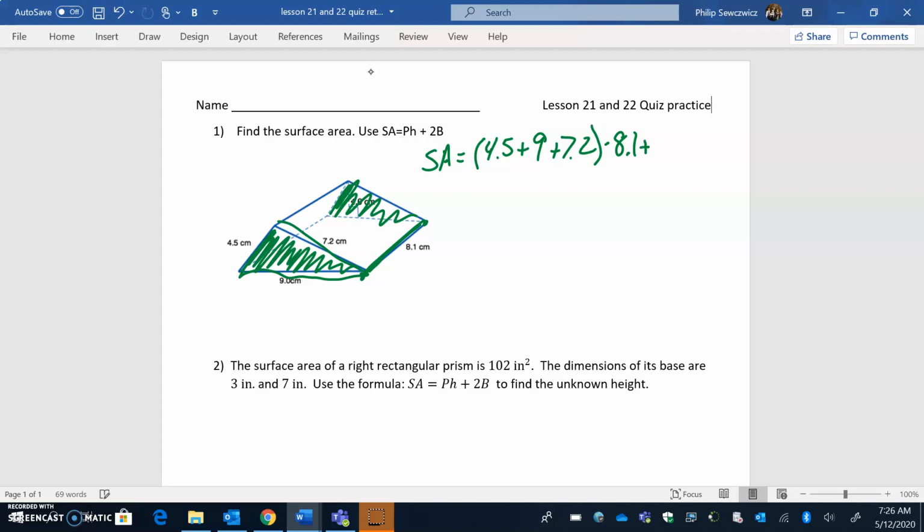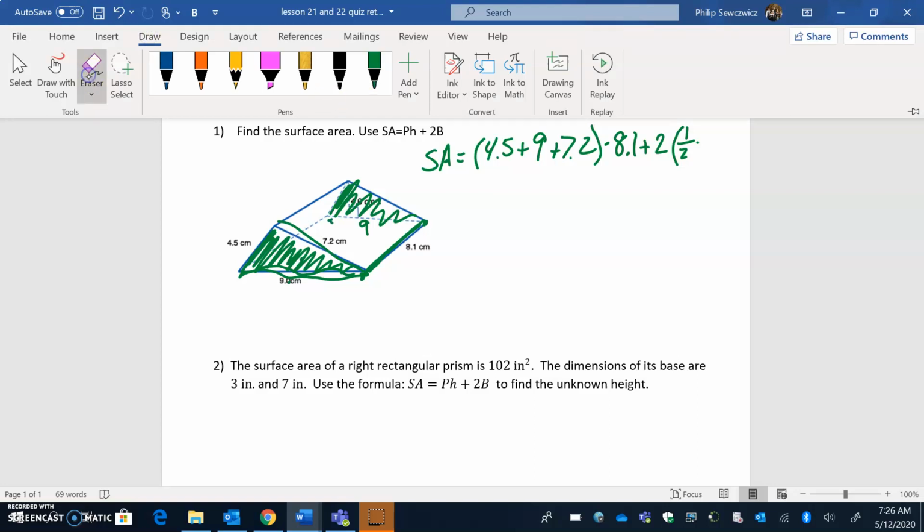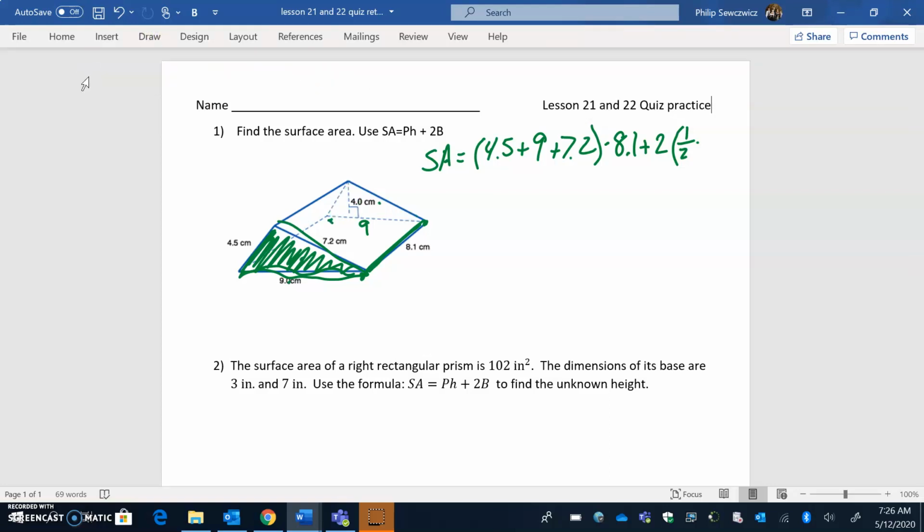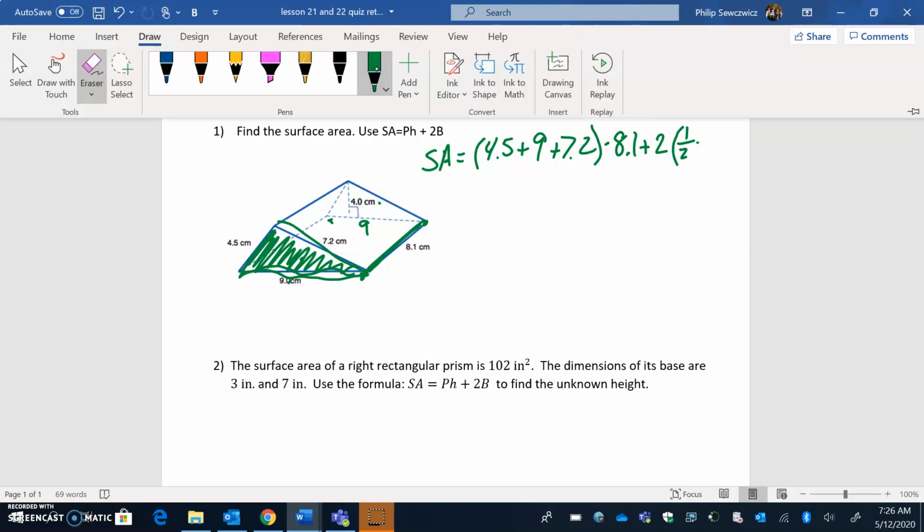Plus 2 times the area of the base, because the base here has the same top and bottom, which are your triangles. The formula for the area of a triangle is 1/2 times the base times the height. So I'm going to use this 9 that's there. Again, same length. And it looks like I darkened in so much that I cannot read underneath there. Oh, it's a 4. Okay, that makes it nice. So 1/2 of 4 times 9. Get that in there.